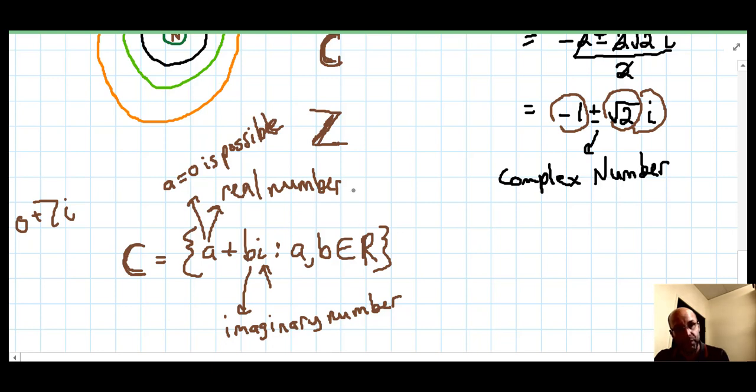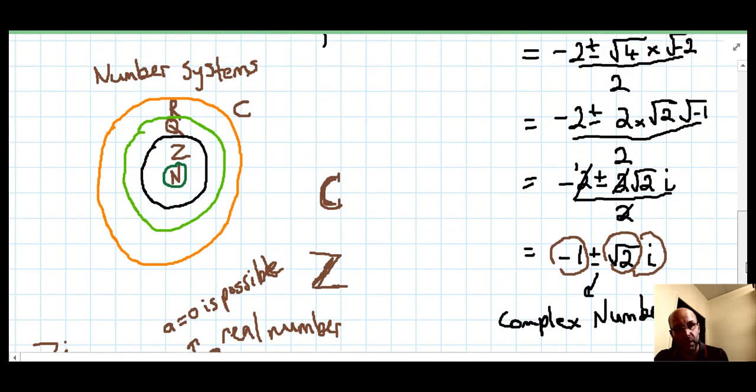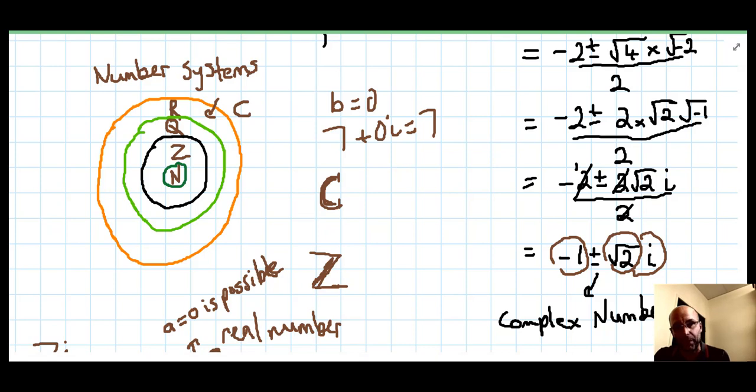Can b be equal to 0? Well, technically yes, because complex numbers subsume real numbers. So if we had b equal to 0, you could have something like 7 plus 0i, which is 7. So technically, anything that's a real number is complex. But it's not how we usually use complex numbers. It's a bit of a waste doing it that way.